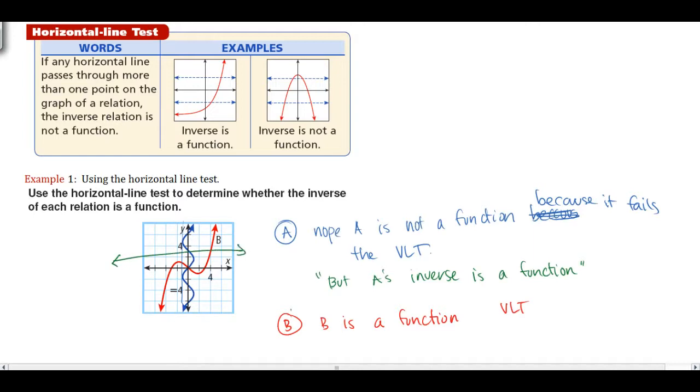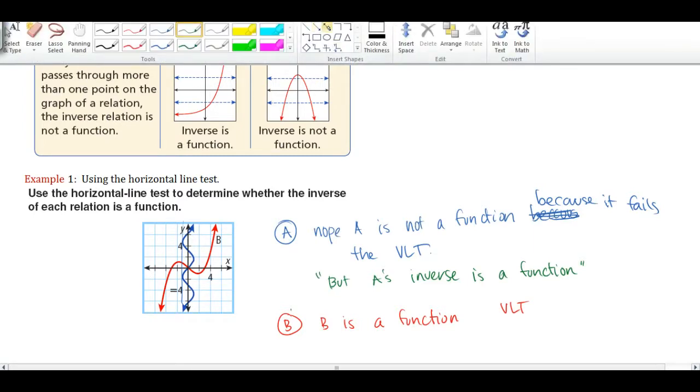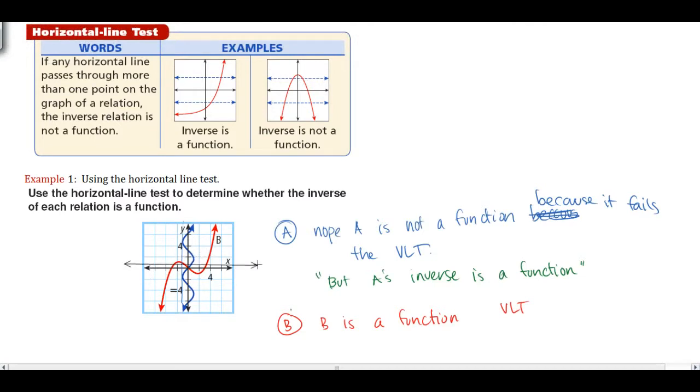Let's see. Oh, that's a horrible horizontal line, I'm sorry. I'm going to have to use a better one just because that one was so bad. So here is my horizontal line. And look, I can slide that line, and right there where I drew it, it's hitting more than one part of the red graph. So I know that it is, in fact, not a function. So B's inverse is not a function.